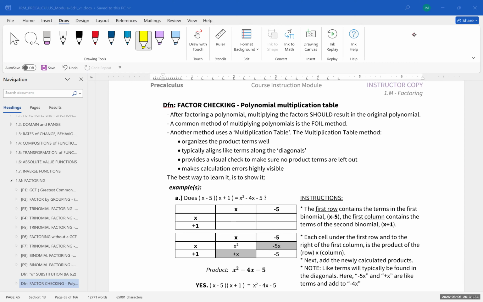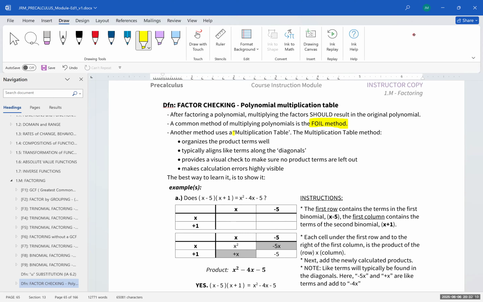Now, a common method for doing factor checking is the FOIL method. And I think this is the traditional method that's taught in a lot of junior highs and high schools. But if you don't remember that, or you want to learn something new, here's another way that I prefer, because to me it's a little more visual, and I think it makes it a little bit easier to check your work.